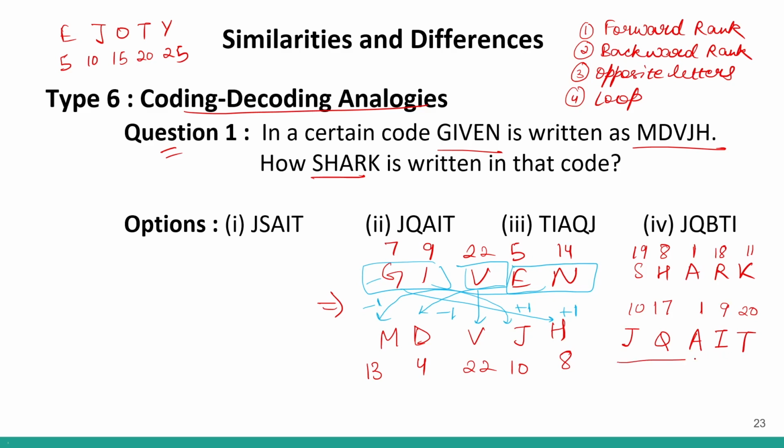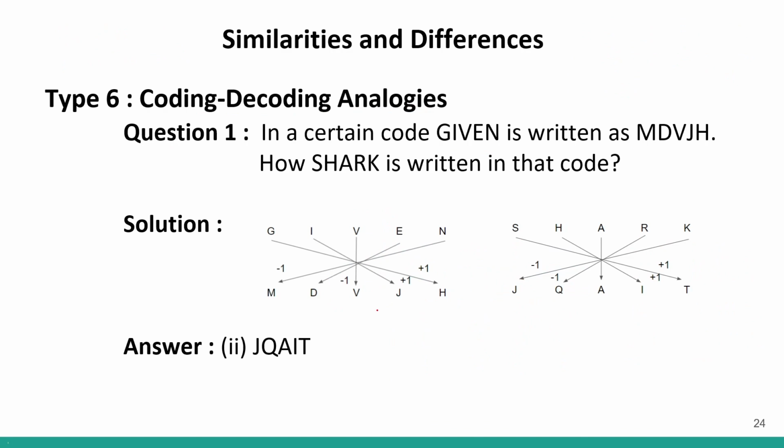So my answer code will be JQAIT, which is option number 2. So option number 2 will be the correct answer to this question. Here you can see the solution. This is the pattern we are following.